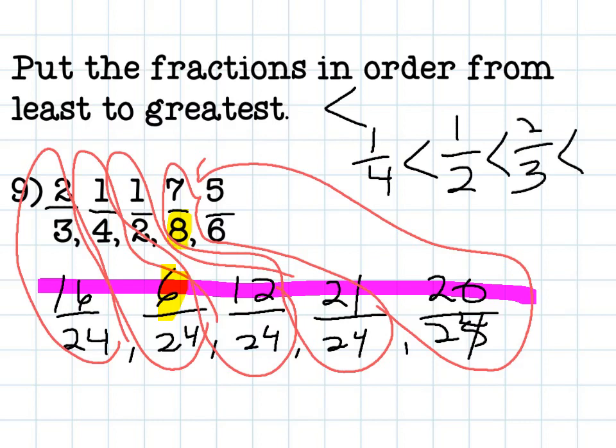Inequality sign. The next one is 20/24, excuse me, which is the same as 5/6. And then we use our inequality sign, and the last one is 21/24, which is equivalent to 7/8.